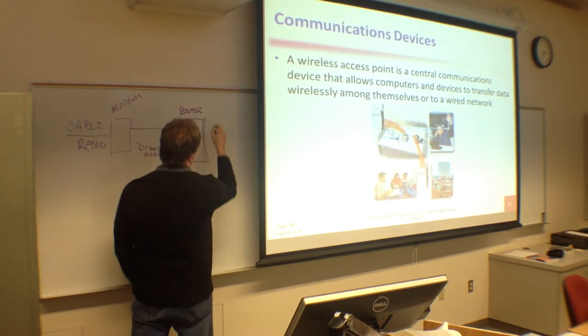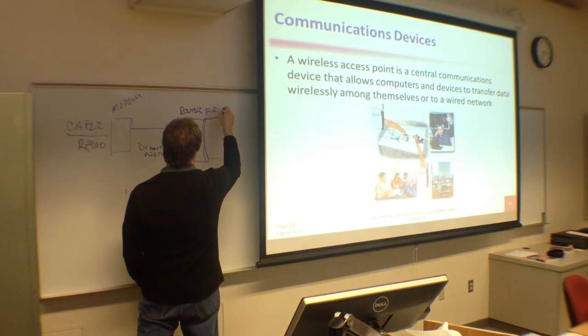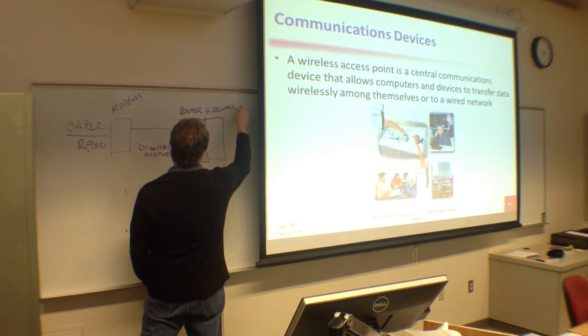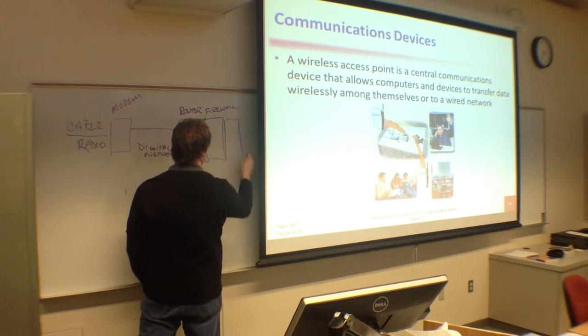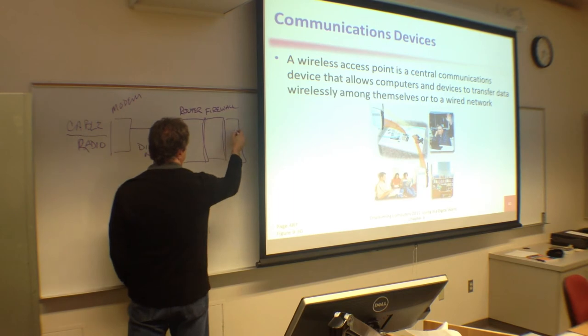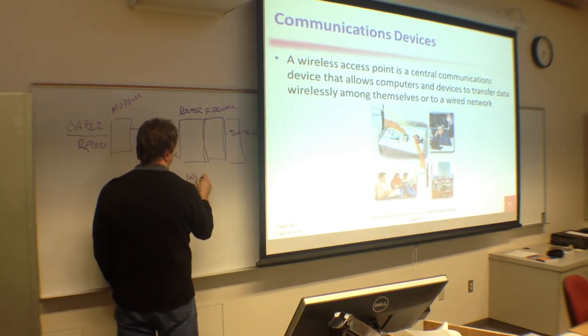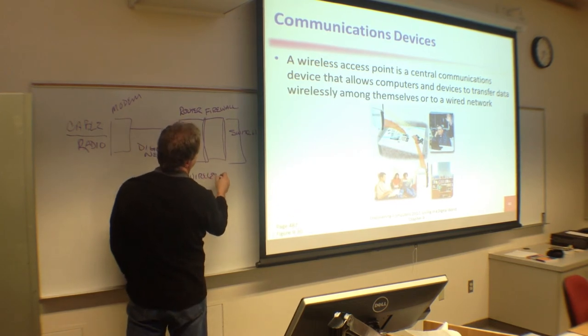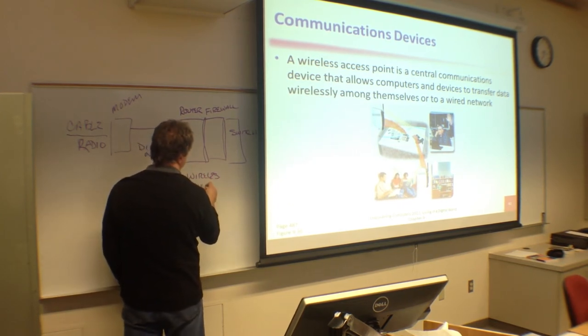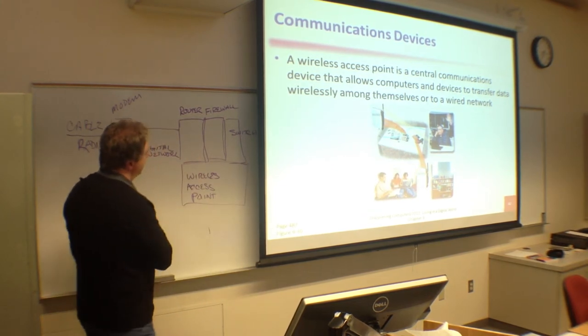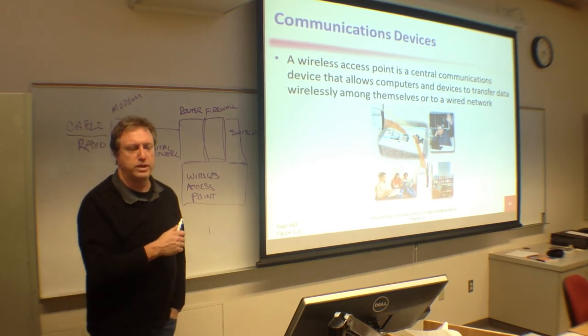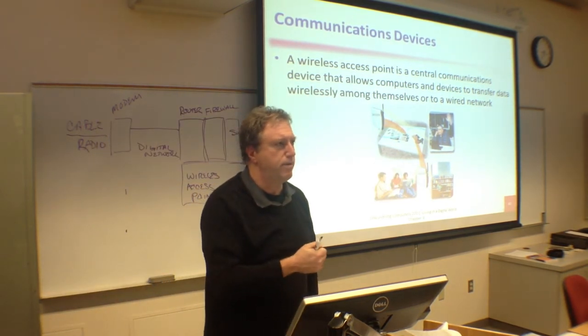Then you'll see a firewall. Sometimes you'll see a switch. It's a switch. And then you'll see a wireless access point. All of these things will be bundled up into what they call a router, like a Linksys router.